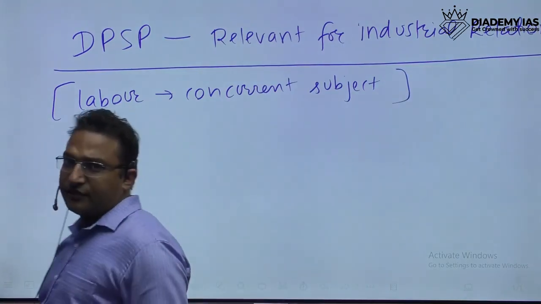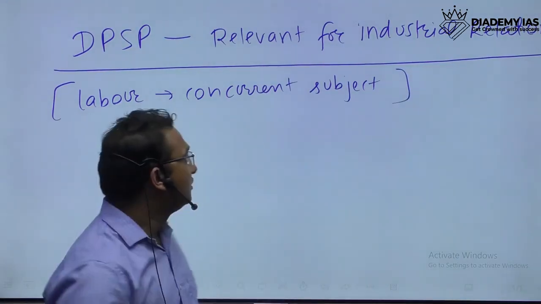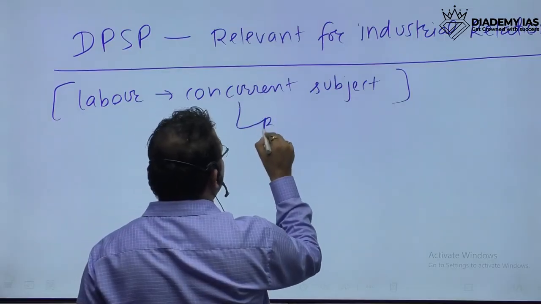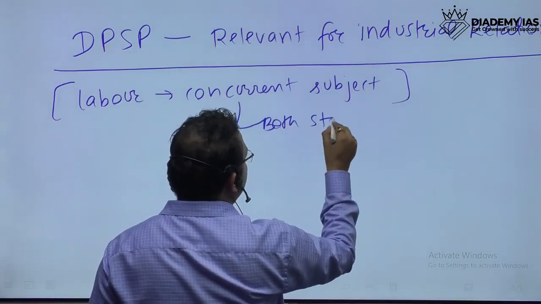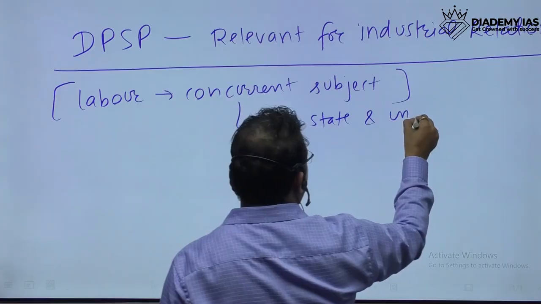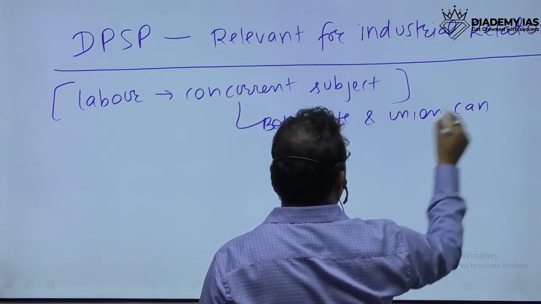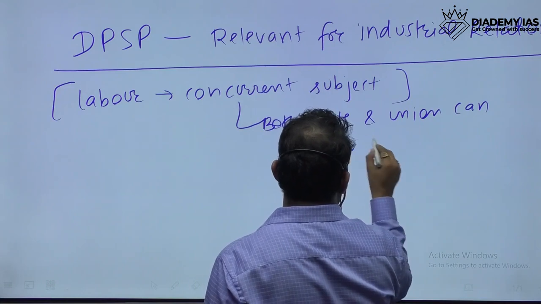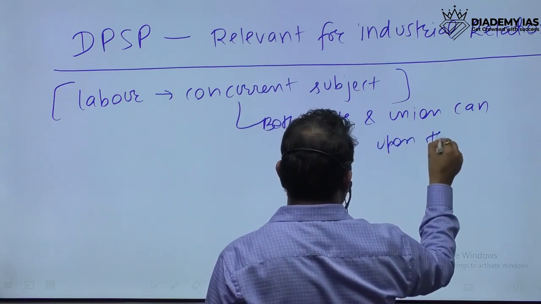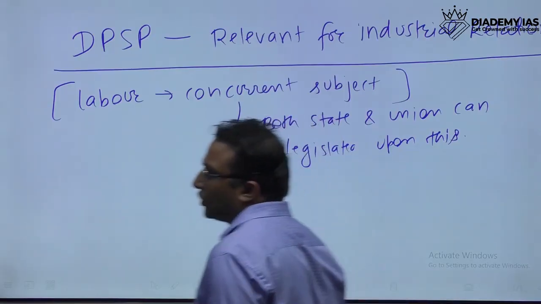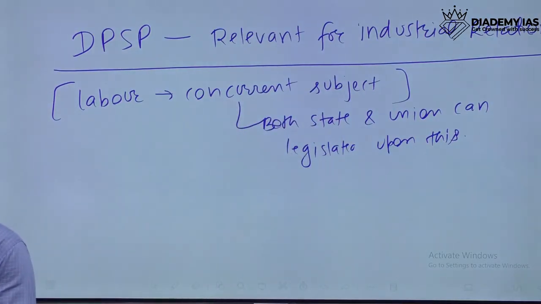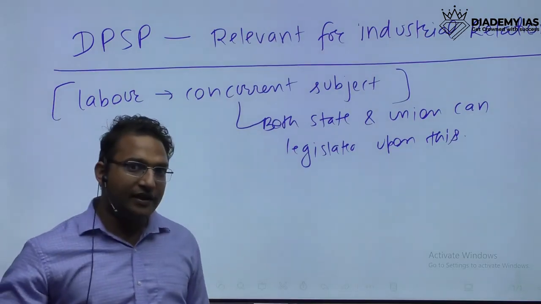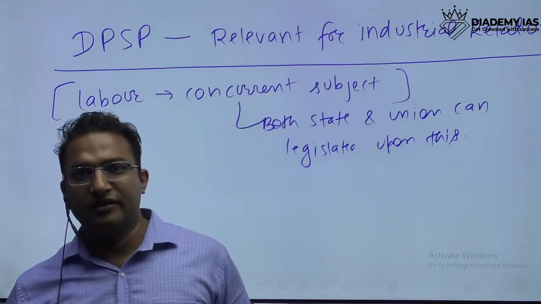Labor is a concurrent subject. That means both state and union can legislate upon this. So both the state and the legislature can legislate on these matters. Accordingly, there are many central laws and many state level laws in India.